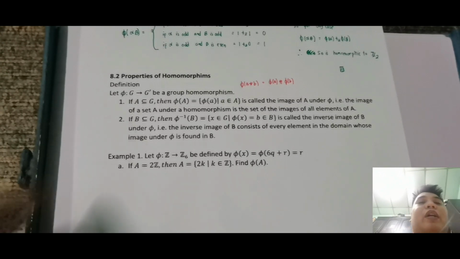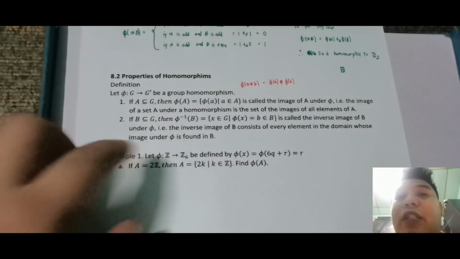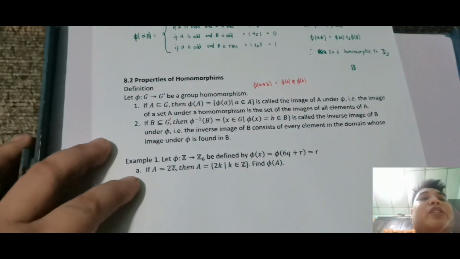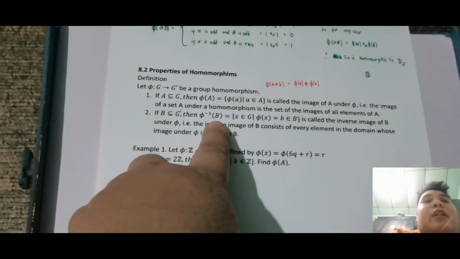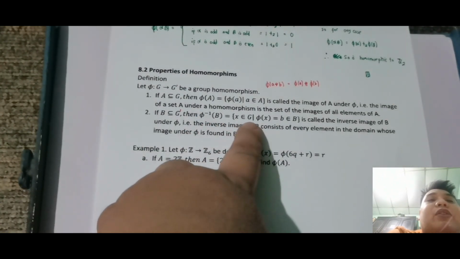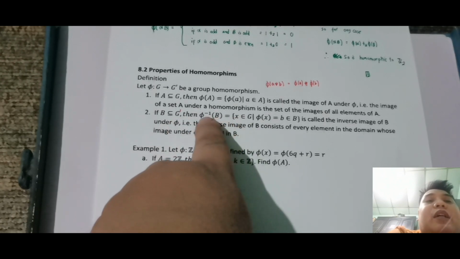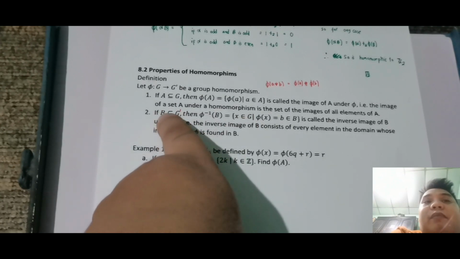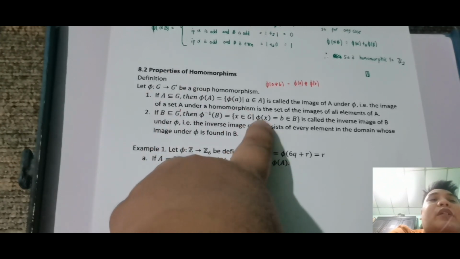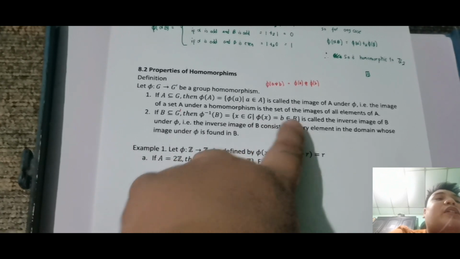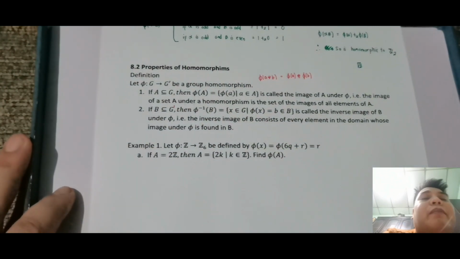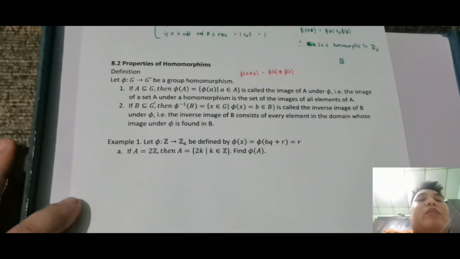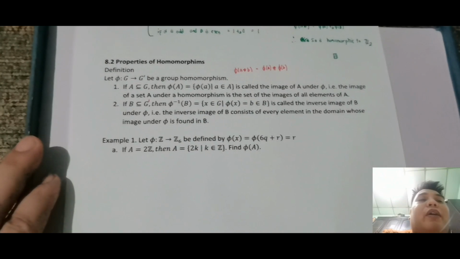Letter B or number 2. If B is a subset of G prime, then P inverse of B is equal to the set containing x element of G such that P of x is an element of B, is called the inverse image of B under P. That is, the inverse image of B consists of every element in the domain whose image under P is found in B.